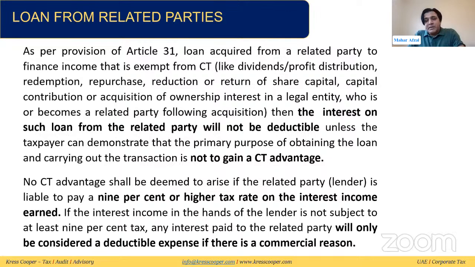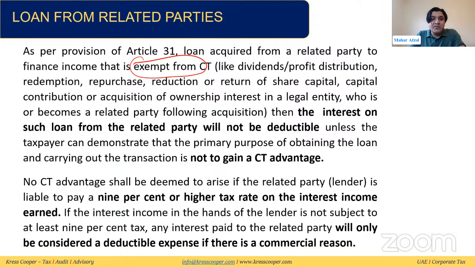So these are the special principles. We have discussed the general principle, and we have discussed the special principles for the interest capping rules. To summarize the provisions of the article: a loan obtained from a related party to finance income that is exempt from corporate tax, like dividend, profit distribution, redemption, repurchase, reduction or return of share capital, capital contribution, or acquisition of an ownership interest in a legal entity that is or becomes a related party after the acquisition.